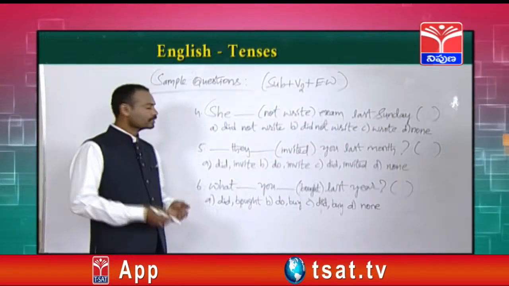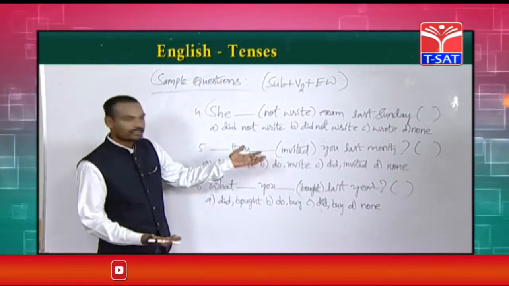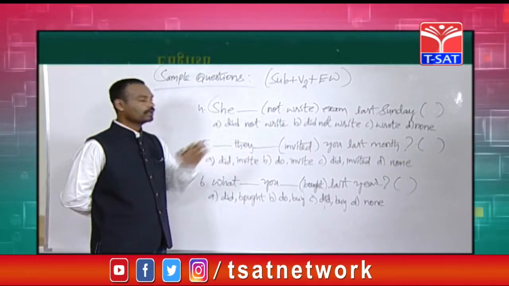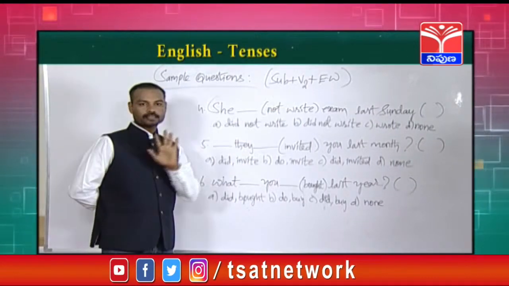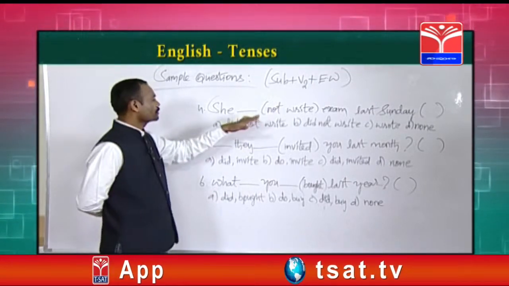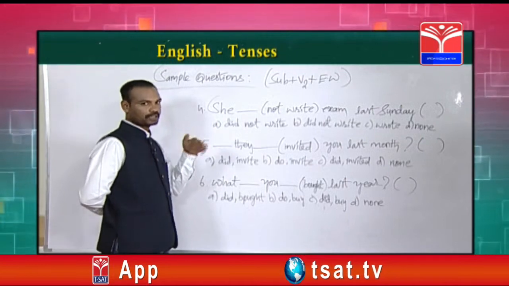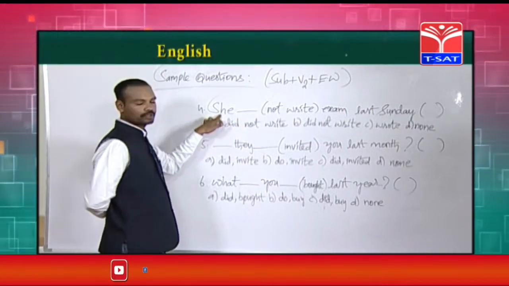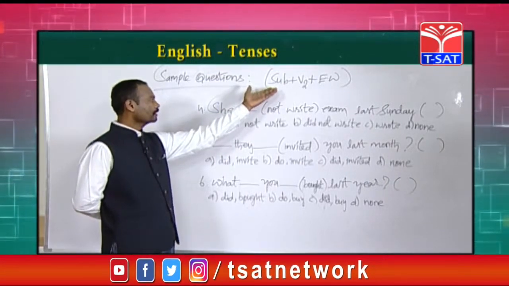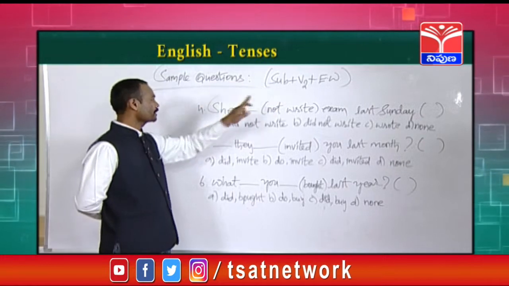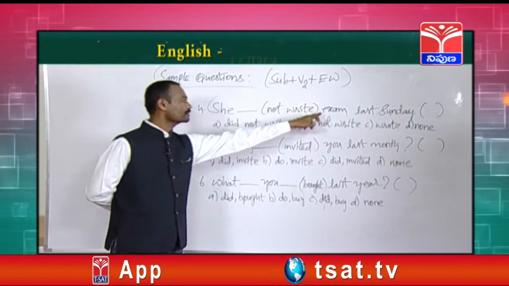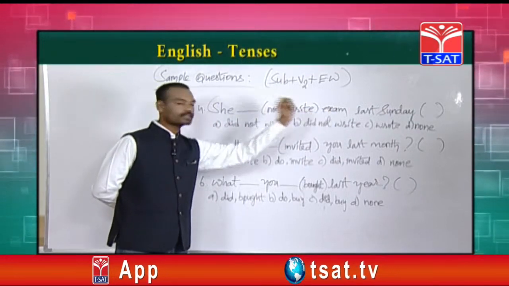Friends, you can see three more most important examples here. She dash, under the bracket not, write exam last Sunday. Last Sunday is the keyword. So you can think that it is also simple past. Right, you came to know the tense name. After knowing the name of the tense, you should come to the subject. Then remind the frame of the tense: subject plus V2 plus extra words. The subject is there already. Next, V2 should be taken. Then extra words. From here to there, these are called extra words.